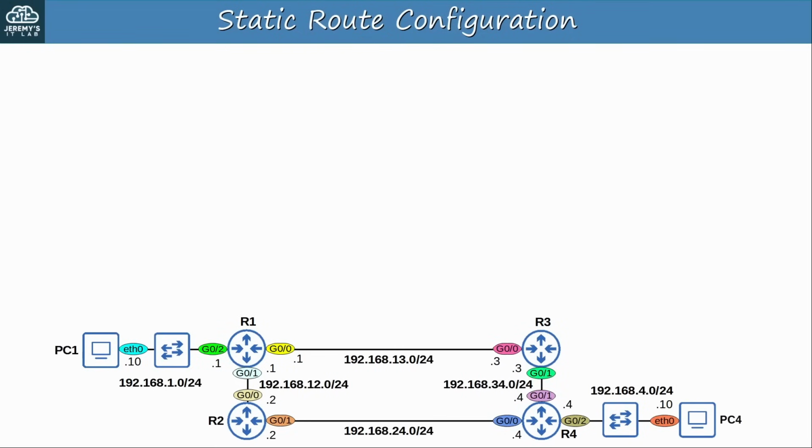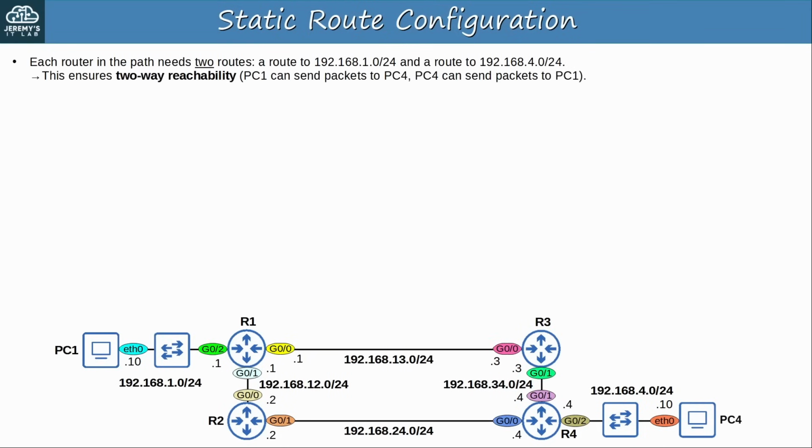Now, to ensure PC1 and PC4 can communicate with each other, it's not just R1 that needs another route. Each router in the path needs two routes. A route to 192.168.1.0/24, PC1's network, and a route to 4.0/24, PC4's network. This ensures two-way reachability, which means that PC1 can send packets to PC4, and PC4 can send packets to PC1.